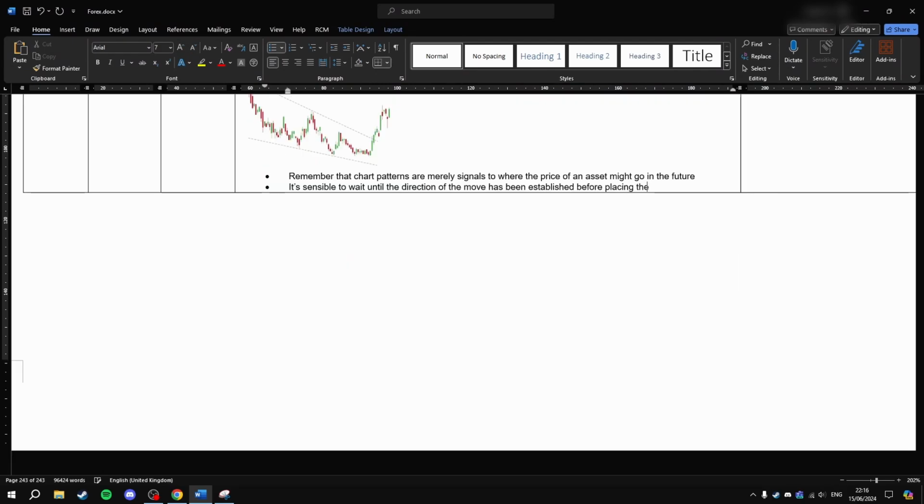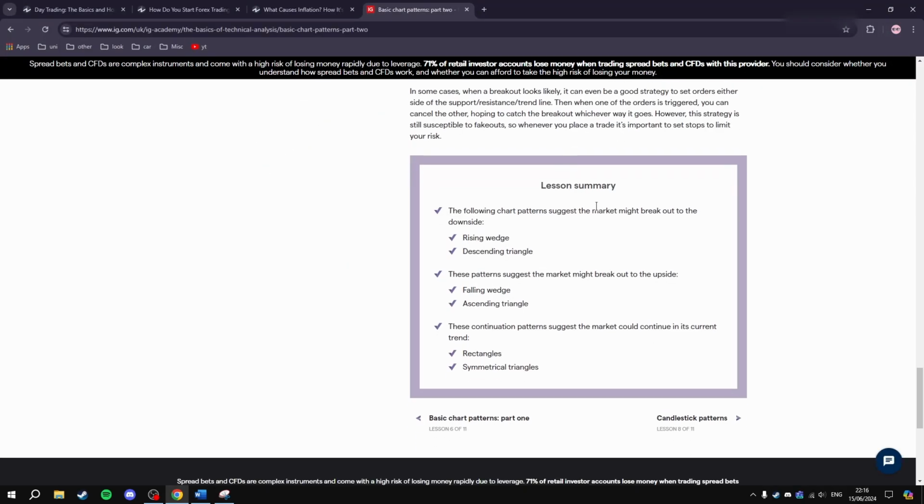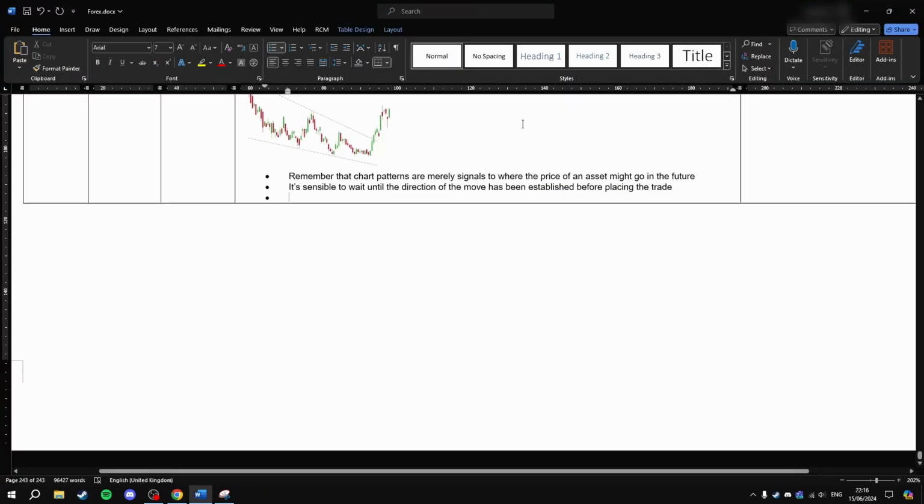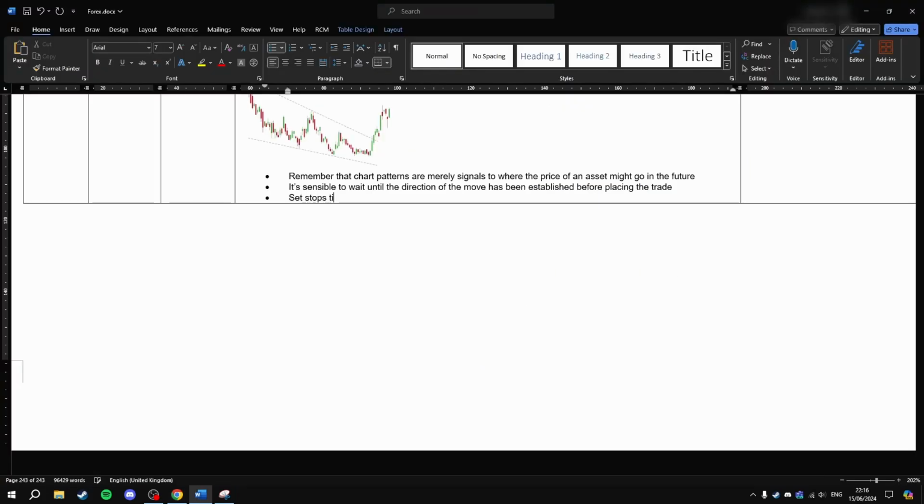In some cases, when a breakout looks likely, it can even be a good strategy to set orders either side of the support or resistance trend line. Then when one of the orders is triggered, you can cancel the other, hoping to catch the breakout whichever way it goes. However, this strategy is still susceptible to fake outs, so whenever you place a trade, it's important to set stops to limit your risk.